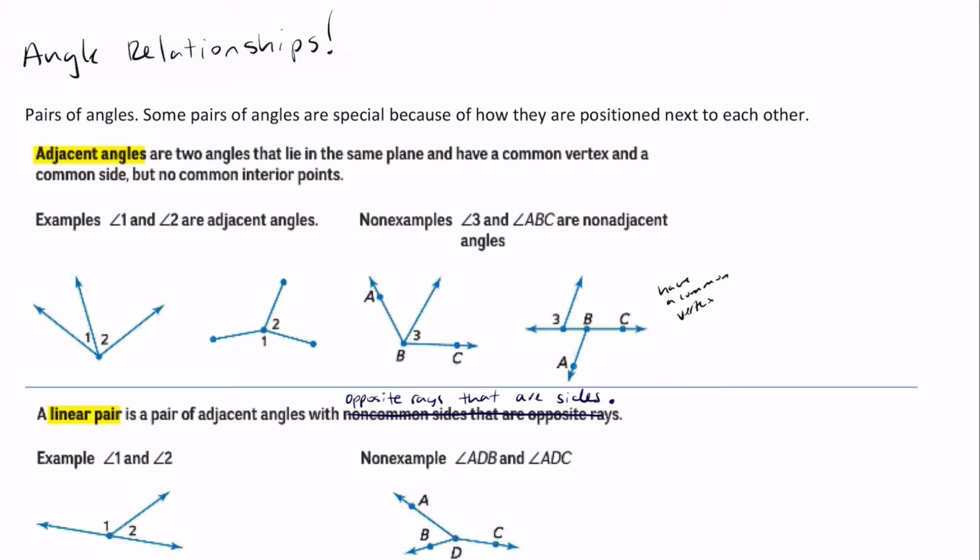Hey, let's go ahead and talk about angle relationships. Now, they are pairs of angles. There's some sort of relationship between these two angles. Some pairs of angles are special because of how they are positioned next to each other.